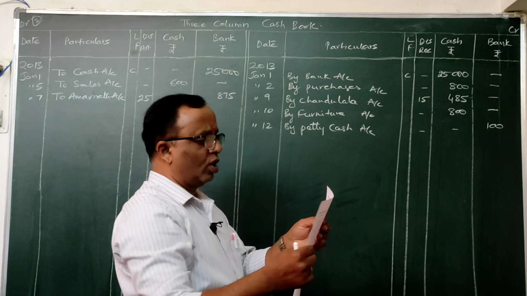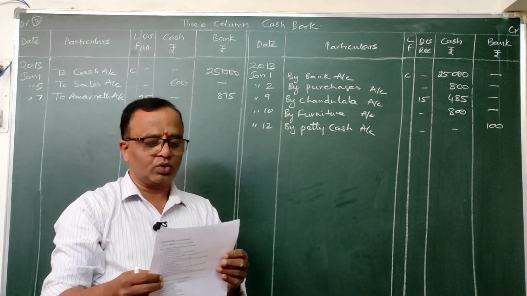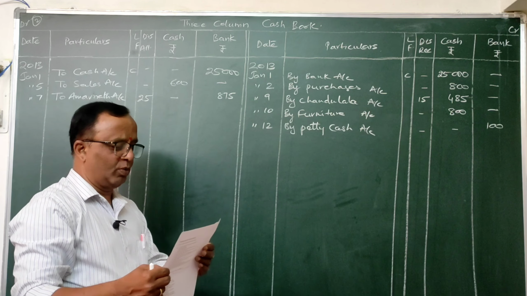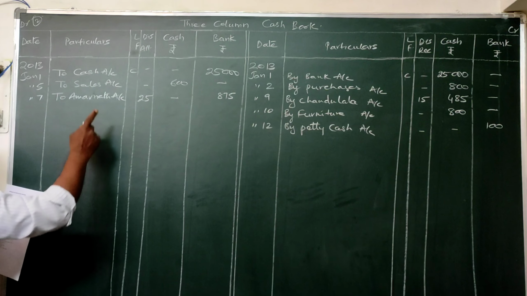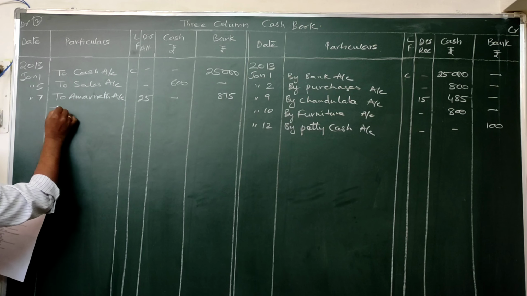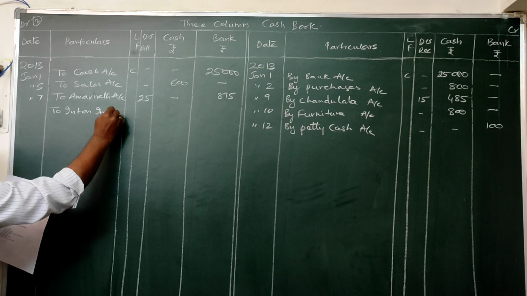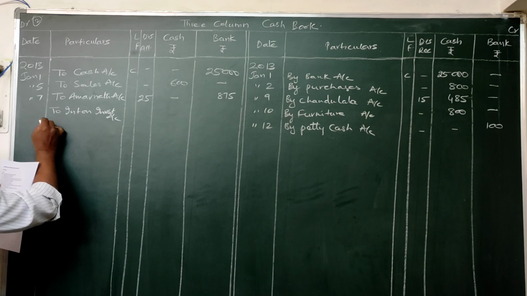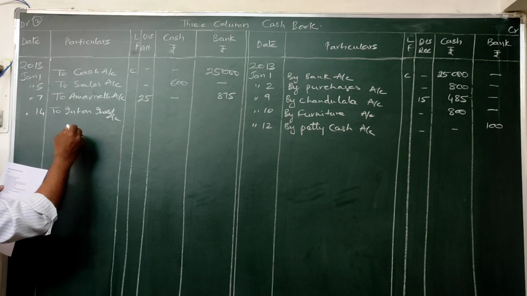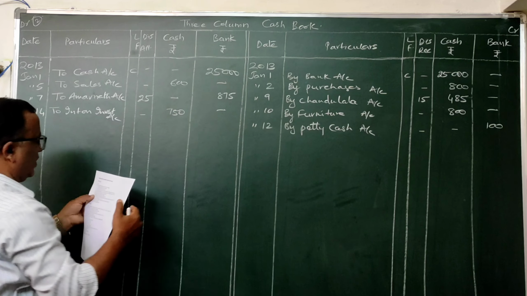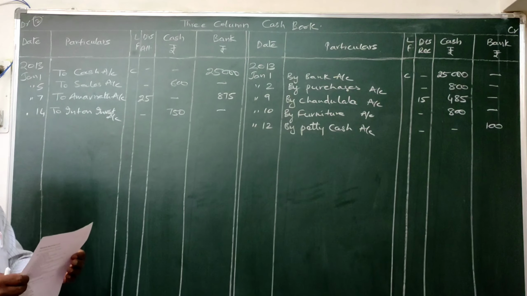Then next, on 14th date, received interest on investments. When interest is received on investments, our entry will be cash account debit to interest on investments. So cash account debit to interest on investments account. Interest on investments. This is on 14th. You have received cash 750 rupees. 750 cash you have received.